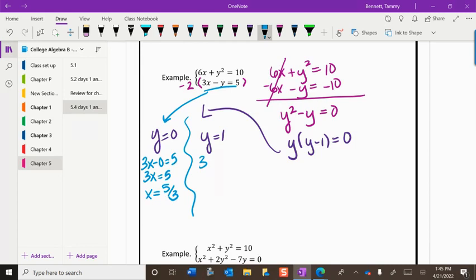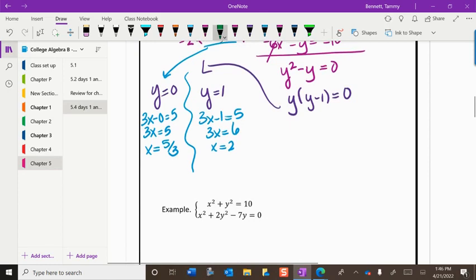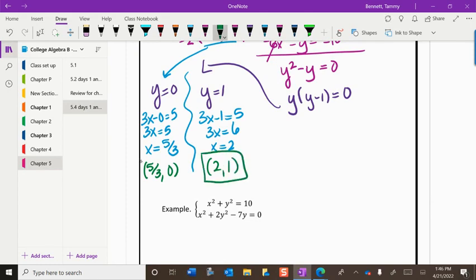When y is 1, you get 3x minus 1 equals 5. So 3x equals 6. So x is 2. Then I want the final answer written out as x's and y's. So when x is 5/3, y is 0. And when x is 2, y is 1. So I have 2 answers on this, and let's double check that.